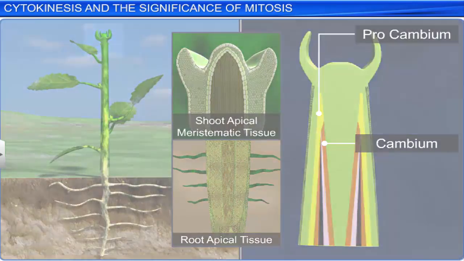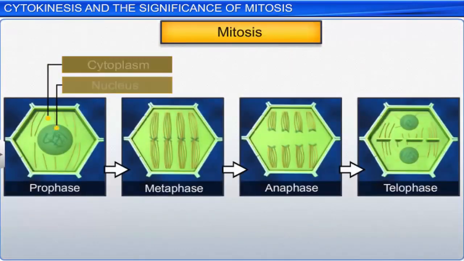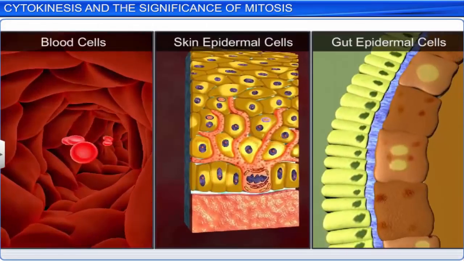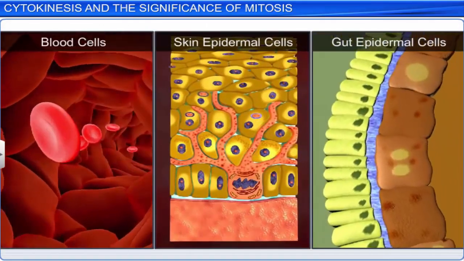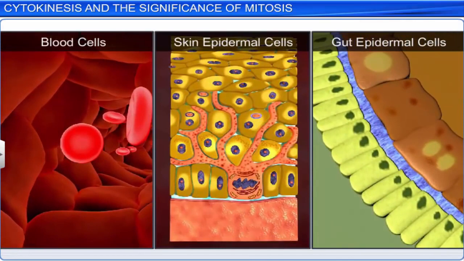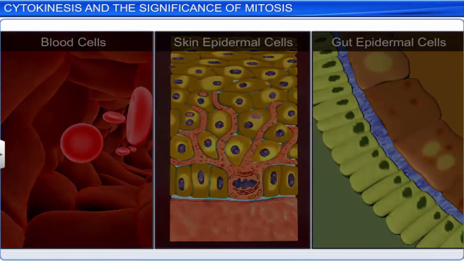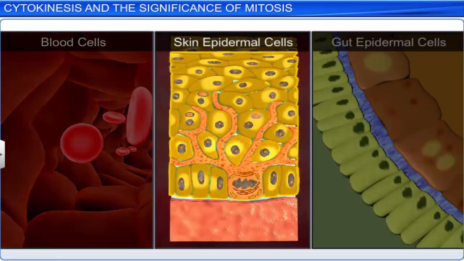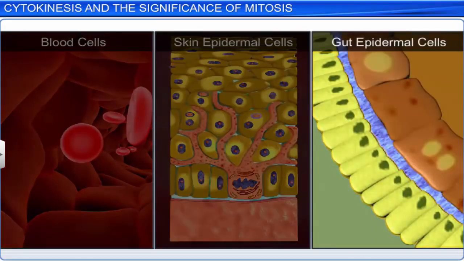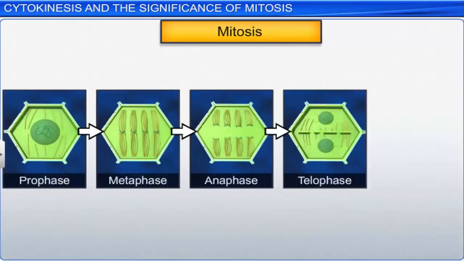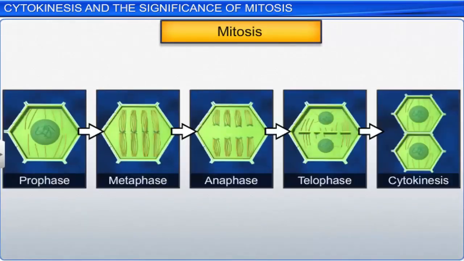It also restores the nucleocytoplasmic ratio, which is disturbed as a cell grows. Moreover, mitosis results in the formation of new cells, which replace dead cells. For example, blood cells and cells in the upper layers of the epidermis in the skin and the lining of the gut are continually replaced. Thus, mitosis is usually accompanied by cytokinesis and plays a vital role in the growth of organisms.